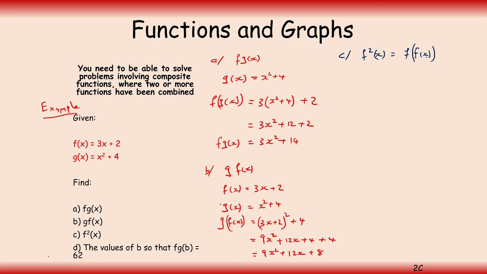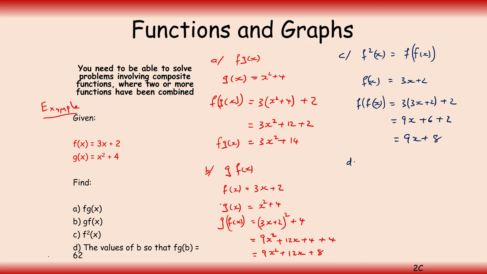So I've got f of x first, and then I apply f to it. So f of x is given by 3x plus 2. So f of x is given by 3, and wherever I've got x, I apply f of x to it. So 3x plus 2 plus 2. So that gives me 9x plus 6 plus 2, which is 9x plus 8.